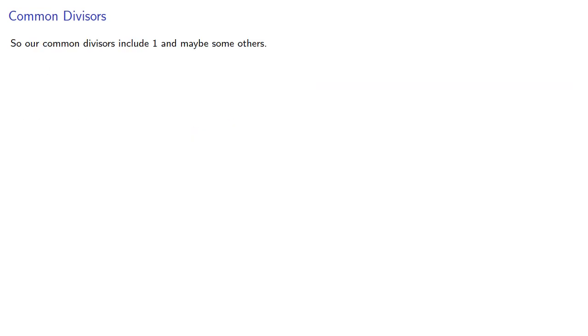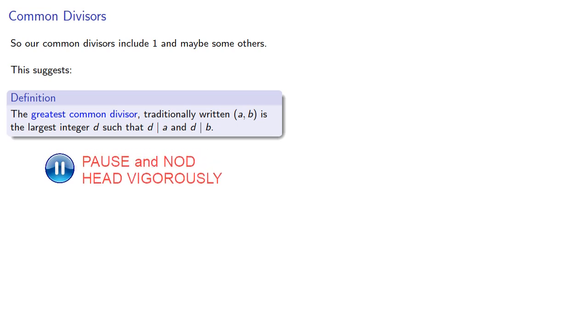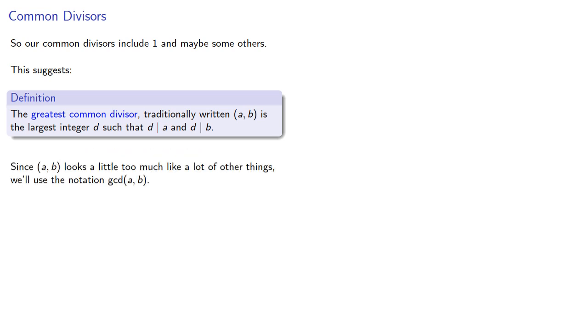So our common divisors include 1 and maybe some others, and this suggests we might look for the greatest common divisor, traditionally written this way, which is the largest integer that divides both A and B. Now, this notation looks a little too much like a lot of other things, so we'll use the notation GCD(A, B). This also reminds us that the greatest common divisor is a function of the values of A and B.